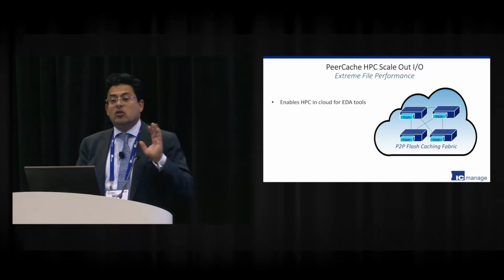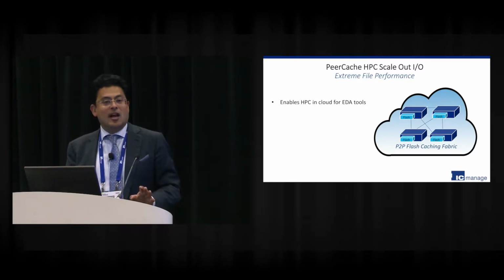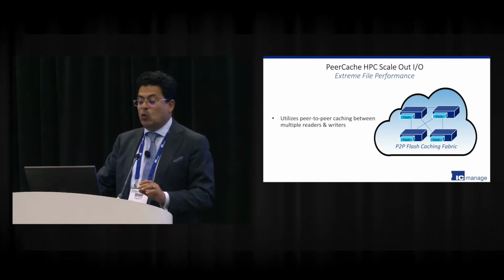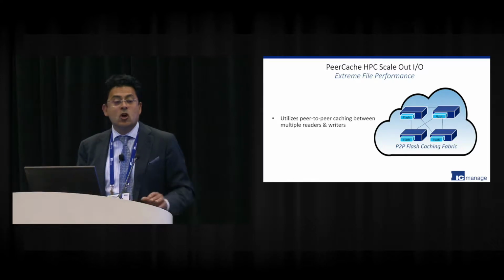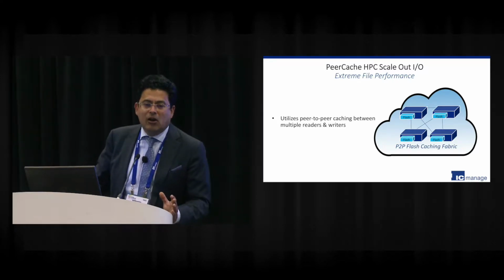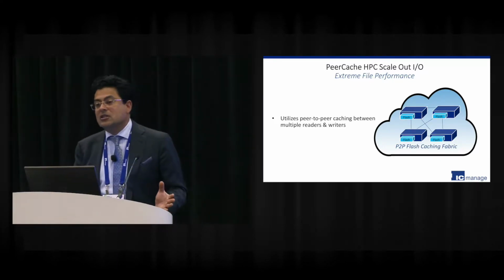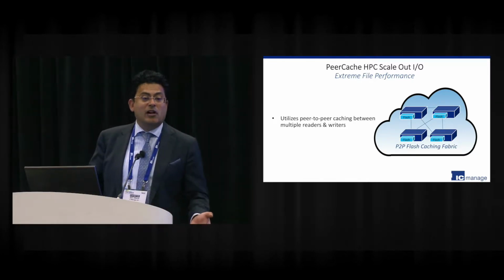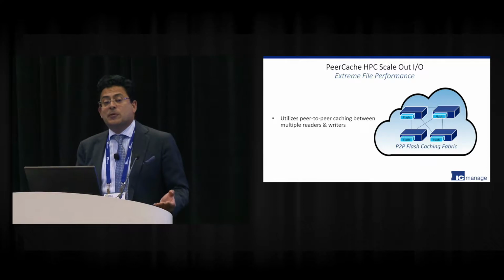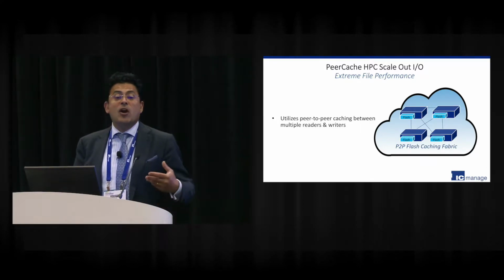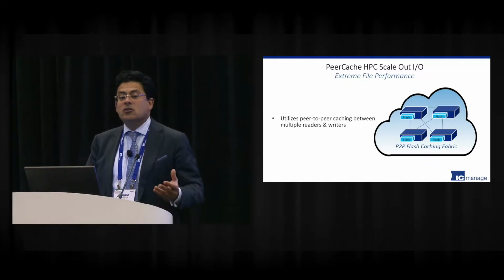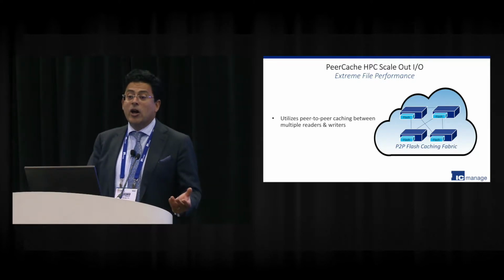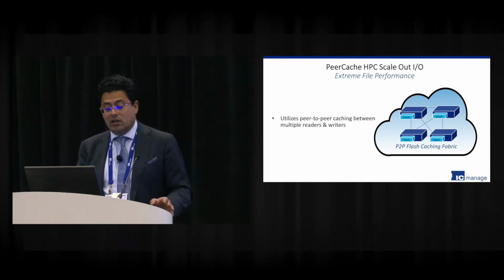So this enables high-performance compute in the cloud for EDA tools. And by using peer-to-peer between multiple readers and writers, we can now do everything in parallel. Right? Most file systems today that we're using are serialized. There are alternative parallel file systems that have been used in HPC compute for a while, but they've been optimized for different kinds of workloads, which is typically high concurrent I/O, which is not the way EDA works.